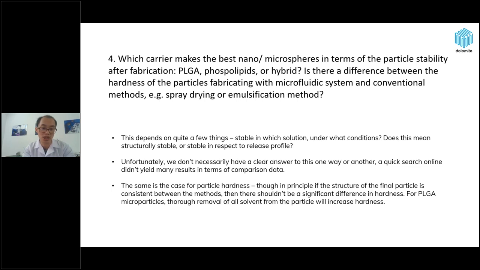The same goes for particle hardness. In principle, if the structure of the particle is consistent between the methods, it shouldn't be quite different in hardness. For example, with PLGA microparticles, when you remove all the solvent from the particles, it will increase the hardness of the particles. I hope this helped with this question.